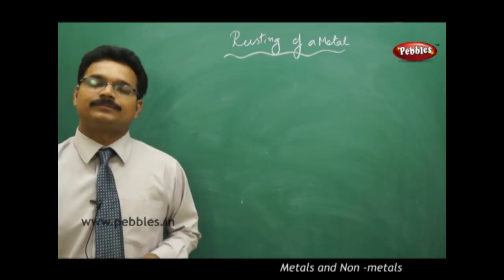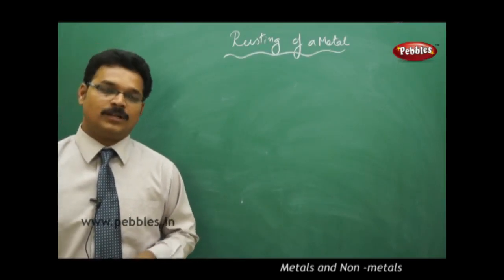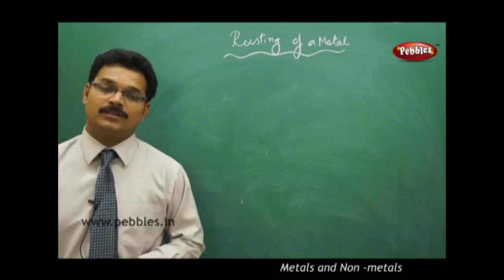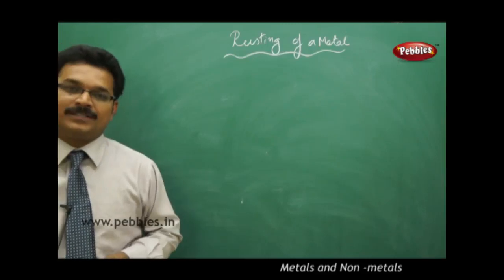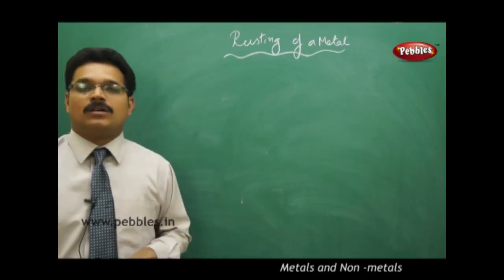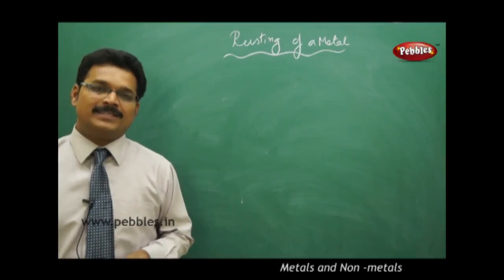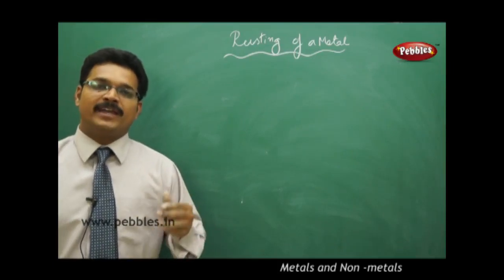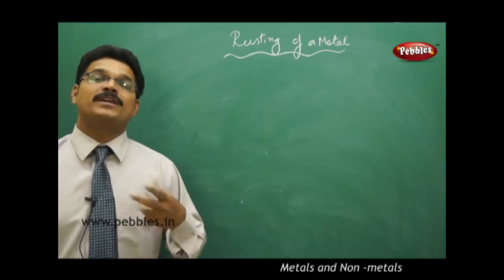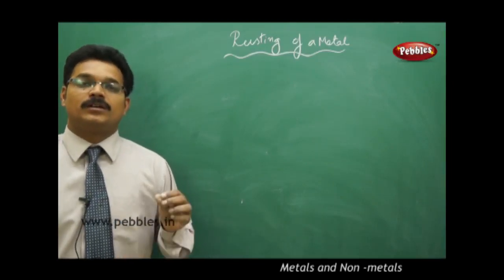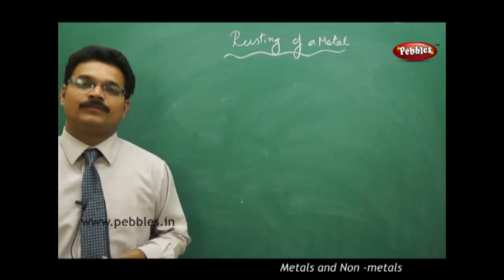Rusting of a metal. First of all, you have seen how metals react with oxygen. Now this is rusting of a metal. You have learned a little bit about rusting in your previous class, grade 7. Now, what is rusting? Rusting means a different layer is formed on the metals, which changes the property of the metal. It is not a good property of the metal.